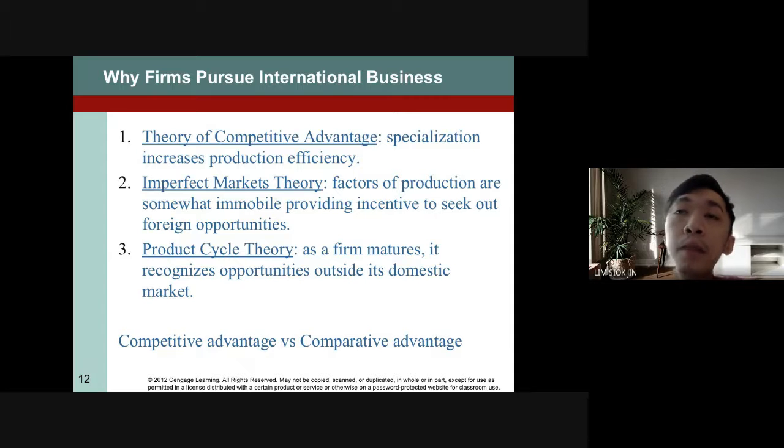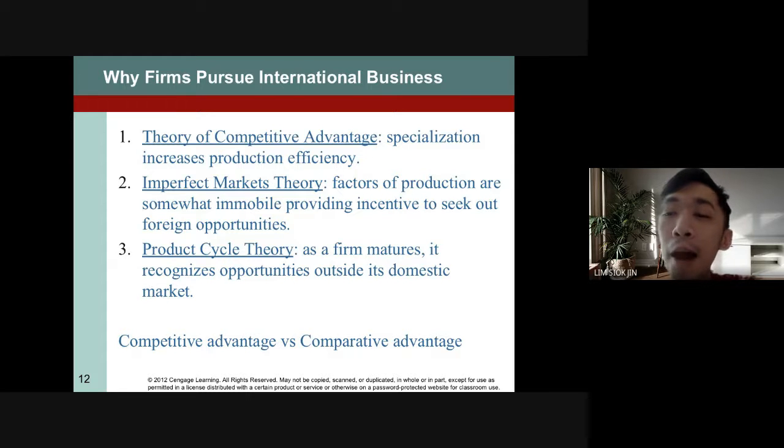Example, I will give you iPhone. You know, iPhone 13 just released. Apple is an entirely US company. But if you look at an iPhone, you will see that iPhone is designed in the US, but is made in China. Because of that, you see US and China, you know that Apple is a multinational company, right? Because it involves two countries.